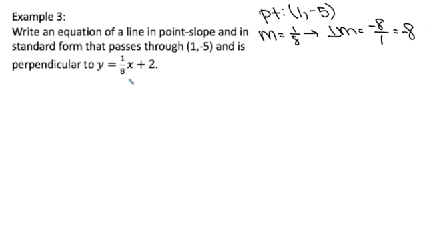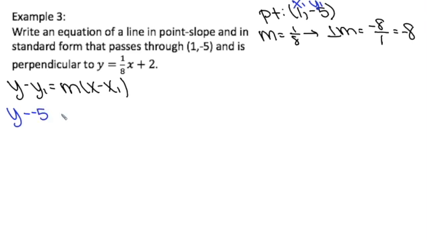So let's start in point slope. Point slope is y minus y1 equals m times x minus x sub 1. So we're going to just plug in where this is x1 and y1. So y minus negative 5 is equal to negative 8 of x minus 1. The only thing we're going to do here is just clean this up where I have two negatives next to each other and make that a positive, and this is my point slope form.